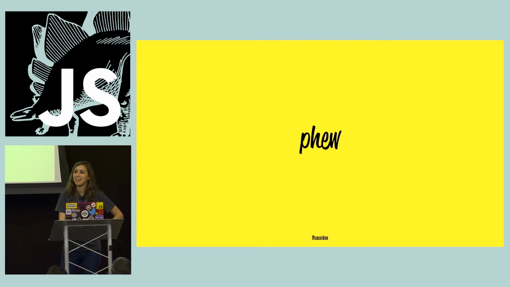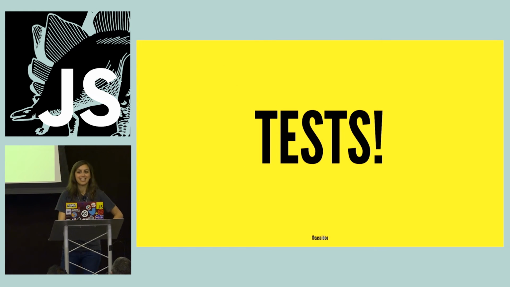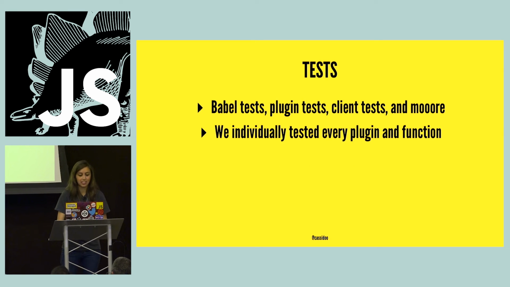Whew, that was a lot, right? Tests. So there's a lot of tests to do next. Once we actually were writing all of this, we had to write tests for every single plugin. We had to write tests for the actual Babel part of it. We had to write tests for the client end of actually putting the code in there and making sure that the client returns the right thing, and more. It was a lot of testing.